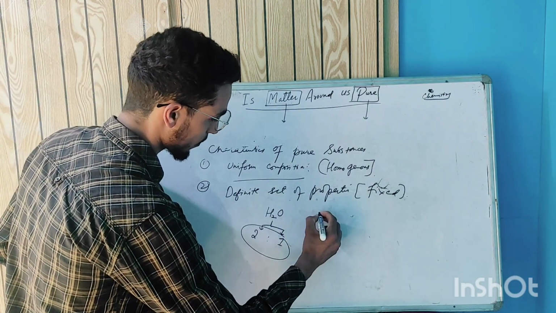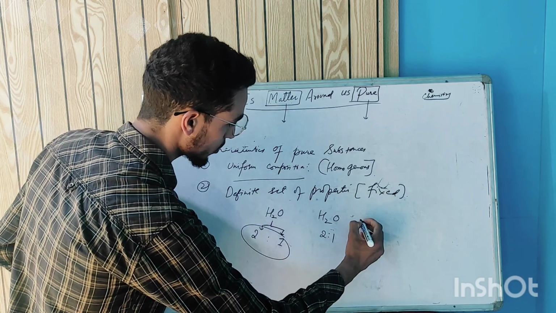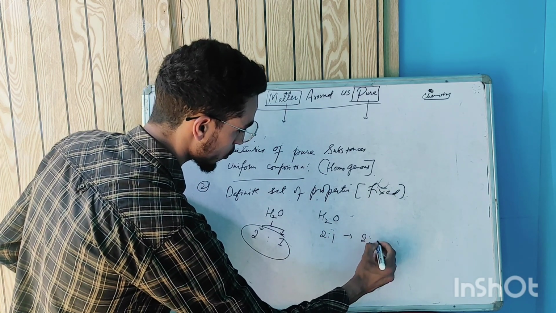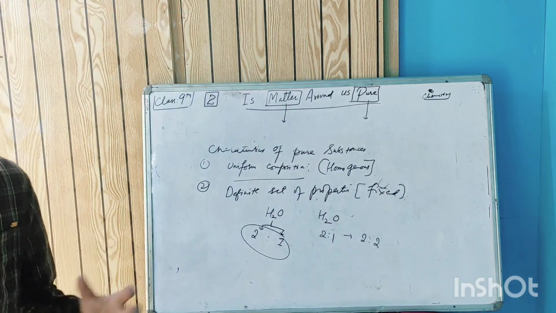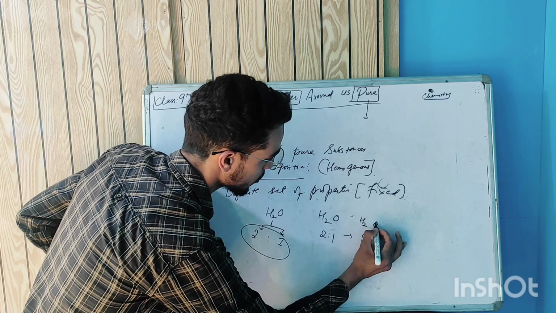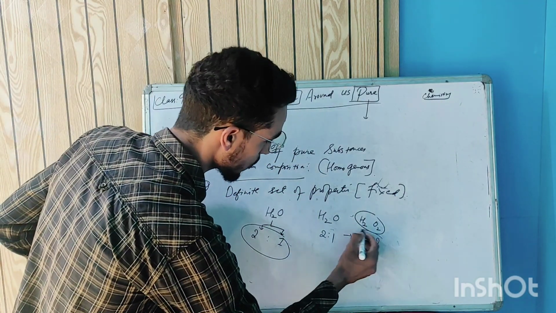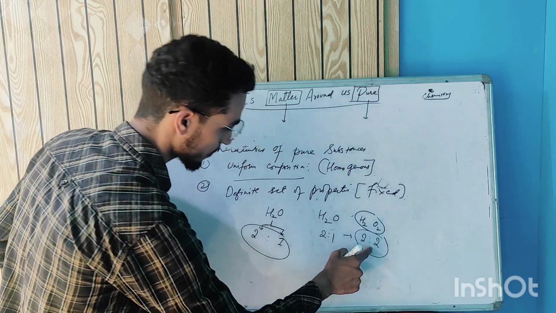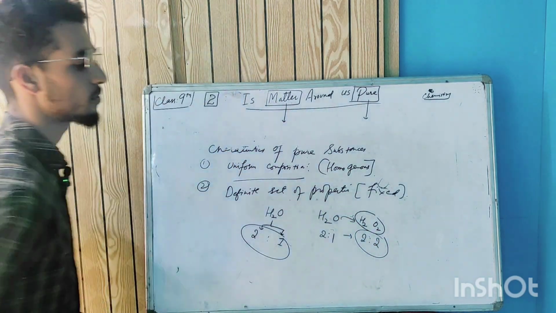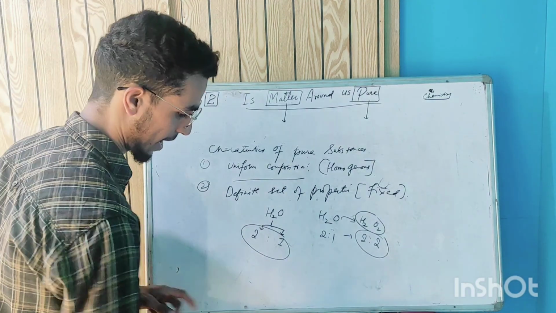In the case of water, the ratio is 2:1. Suppose we make the ratio 2:2, something else will form, but water will not, because the formula becomes H2O2. This is hydrogen peroxide. Here the ratio has changed, and once the ratio changes, the chemical composition also changes. We get some other species, not water.